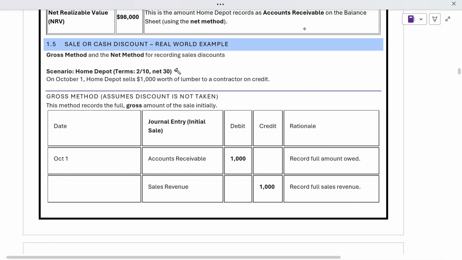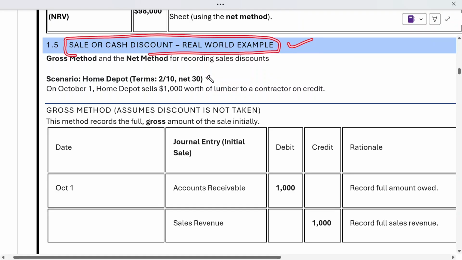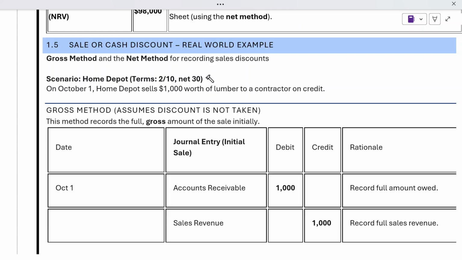Okay, so now let's talk about our sale or cash discount and how the accounting entries are being done along with that. There are two important methods. One is the gross method and another is the net method through which we can do the accounting entries. Now let's take the example of the first scenario, the gross method.